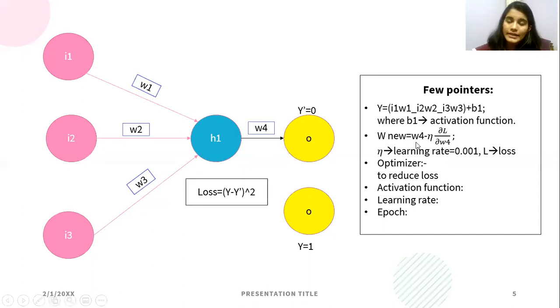Here eta is the learning rate and it should always be very small. Here we are taking 0.001, L is the loss, and W4 is our weight before the output, the predicted output. This is the formula which we'll use, and as I said, the learning rate should be very, very small. Similarly, we need to do the same with W3, W2 and W1. In the case of W3, it will be W3 new equals W3 minus eta into dou L by dou W3, right?